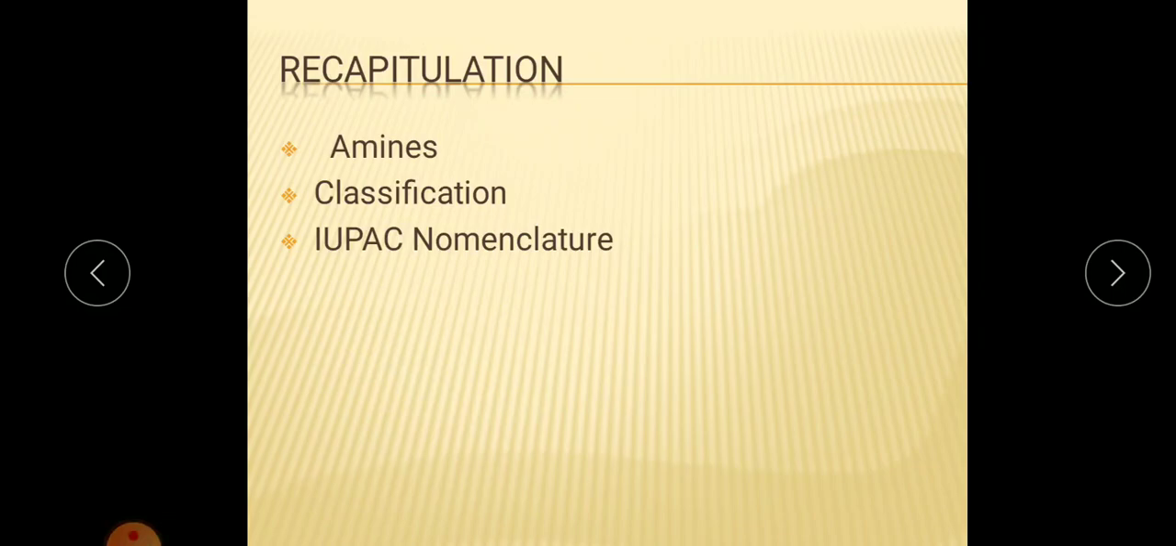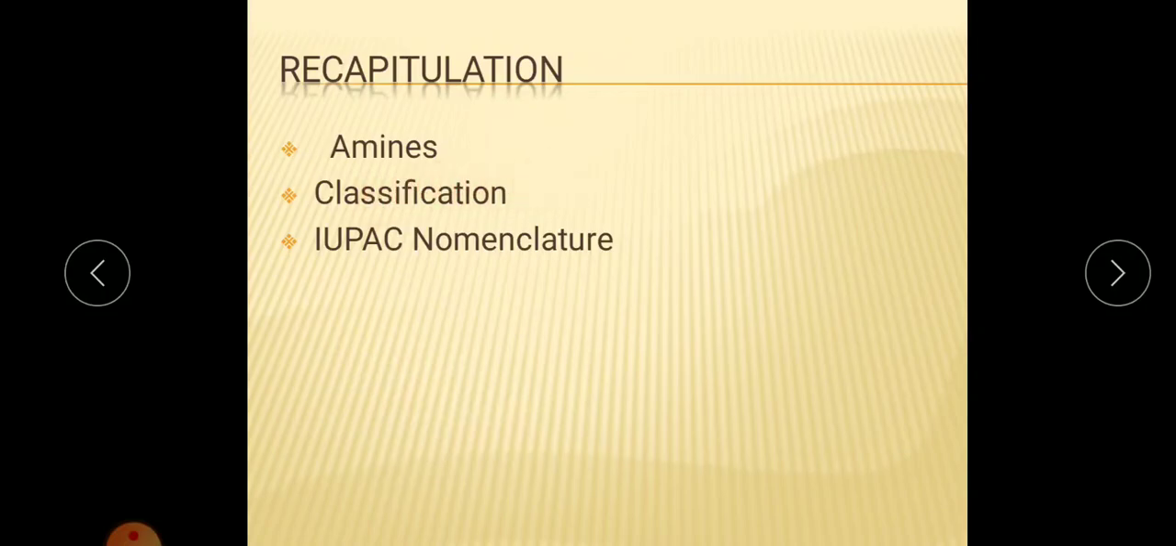In our last class, we started the chapter called Organic Compounds Containing Nitrogen, and in this chapter we are going to study amines, the functional group having the NH2 group. In our yesterday's class we discussed what amines are, and we came to know that they are the derivatives of ammonia which are formed by the replacement of one or more hydrogen atoms by an alkyl or aryl group.